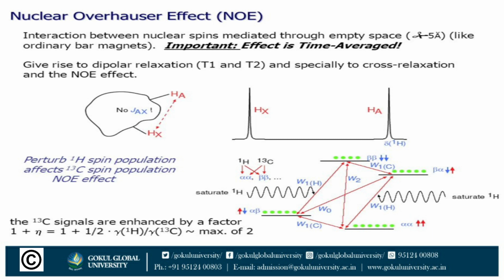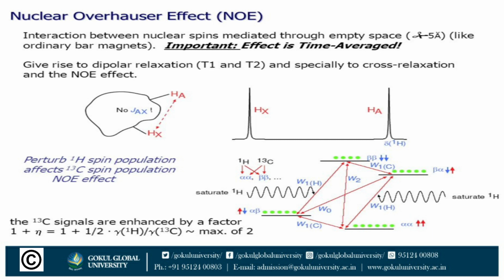This is cross relaxation and the NOE effect. Here we saw the coupling of JAX. A means HA protons and X means HX protons. These two protons are closest to each other to give coupling of JAX. When we look at proton NMR, 1H NMR spectroscopy, both protons give a signal with the same intensity and are near.